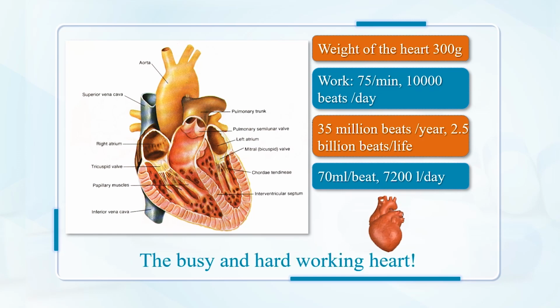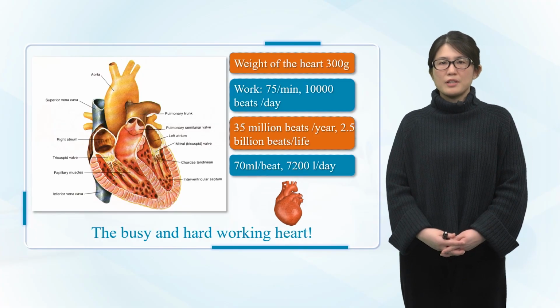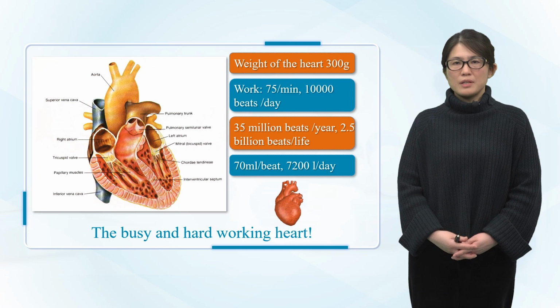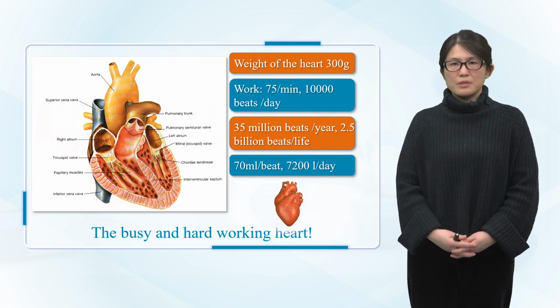The normal weight of an adult heart is about 300 grams. The heart beats continuously, about 75 times per minute, 100,000 times a day, and the blood volume per contraction is about 70 ml, about 7,200 liters a day.